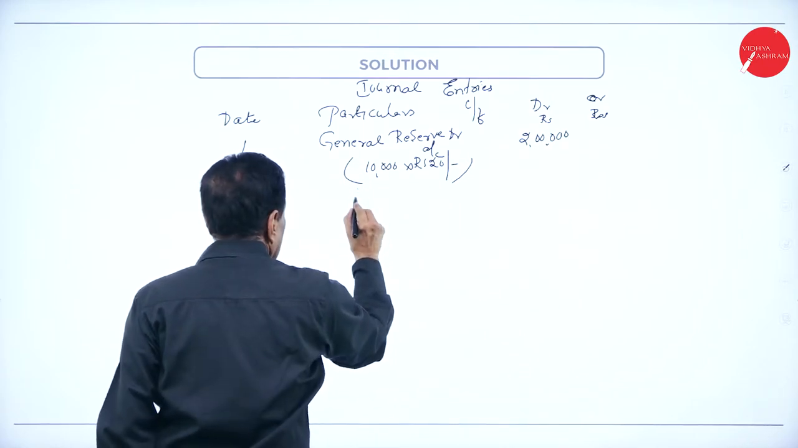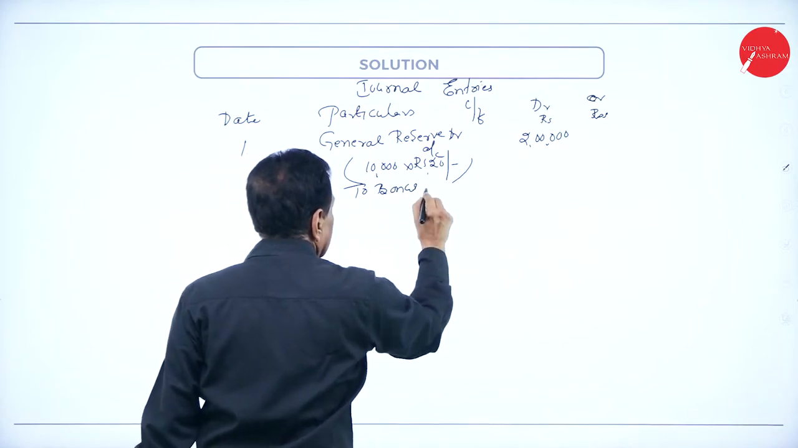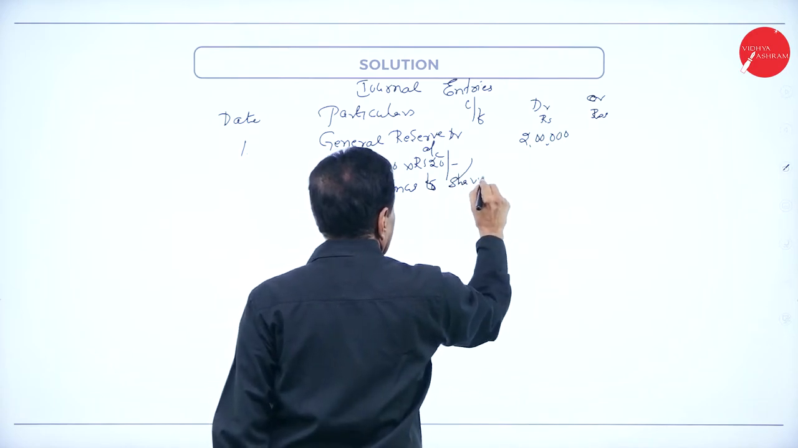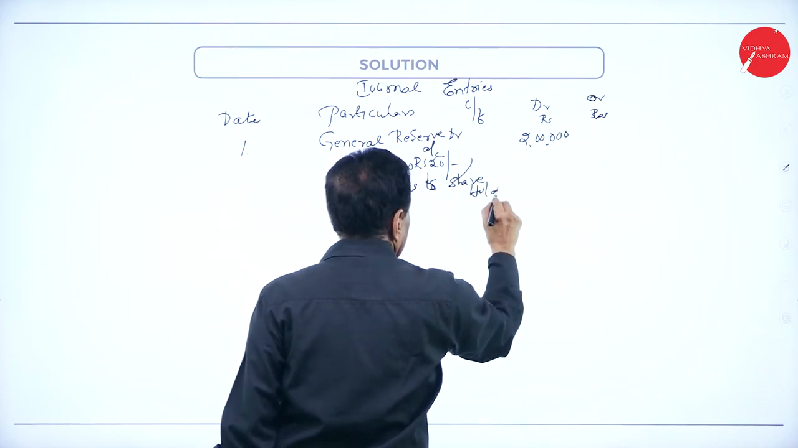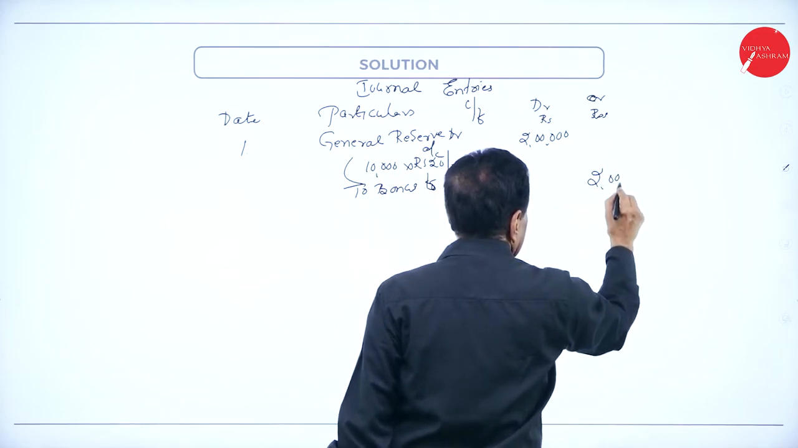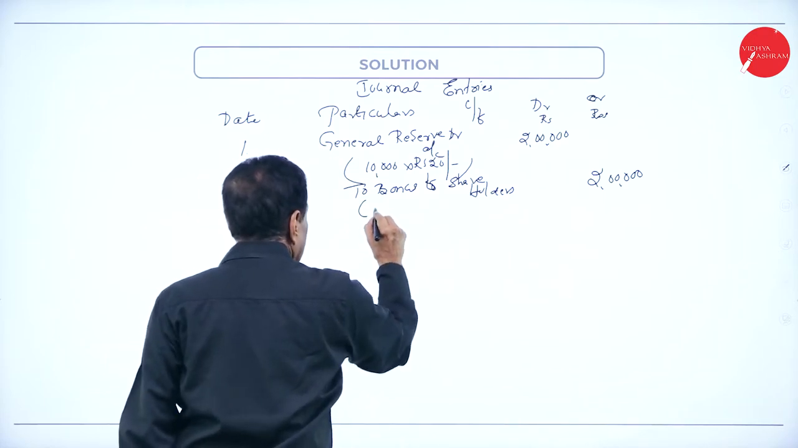To bonus to shareholders account, 2 lakh. Being bonus declared.